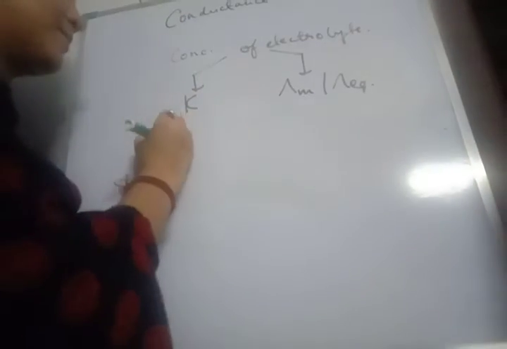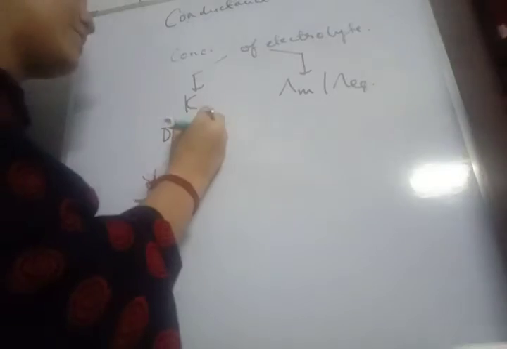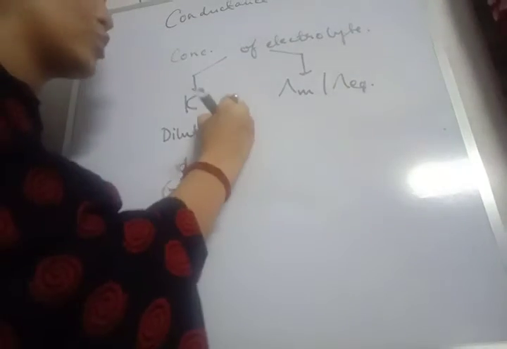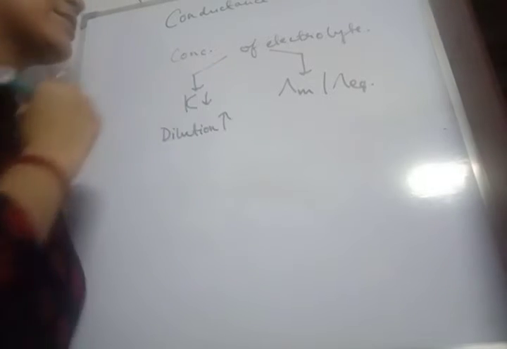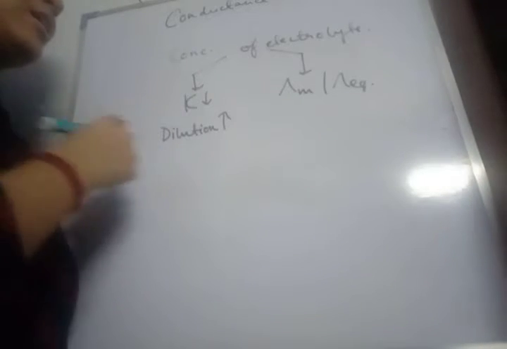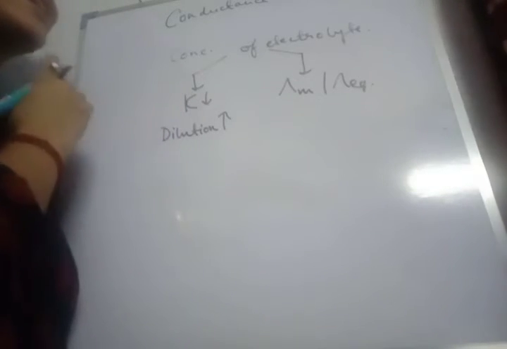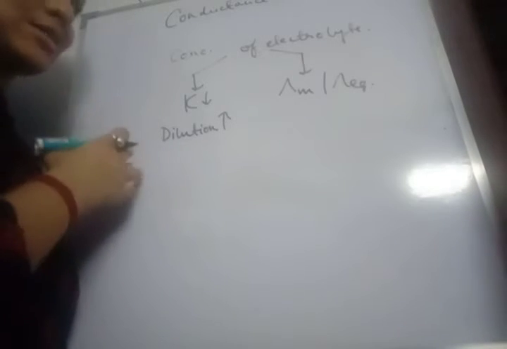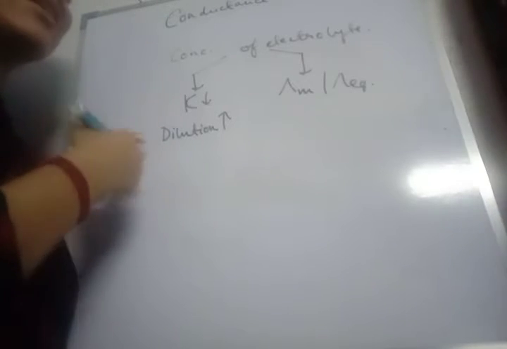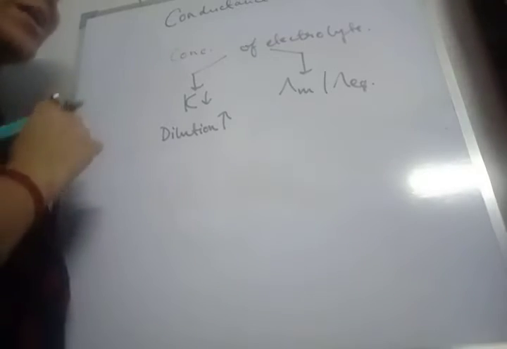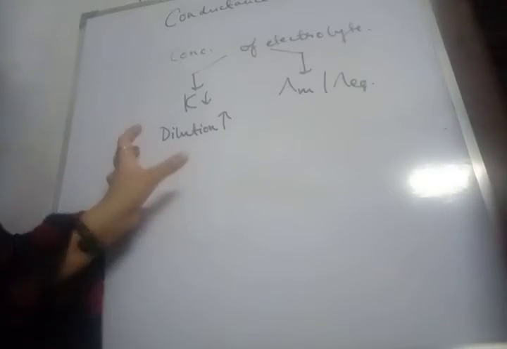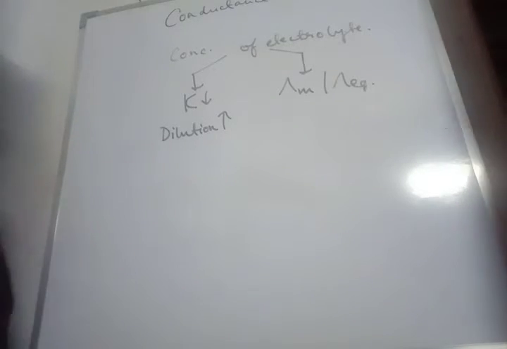In case of kappa, that is specific conductance, it increases with increase in concentration of the electrolyte. That means if I am increasing the dilution, adding more and more water, then specific conductance will be decreasing. In case of specific conductance, it increases with increase of concentration, while it decreases with increase in dilution. Now what happens in case of dilution? We are going to study both strong and weak electrolytes.